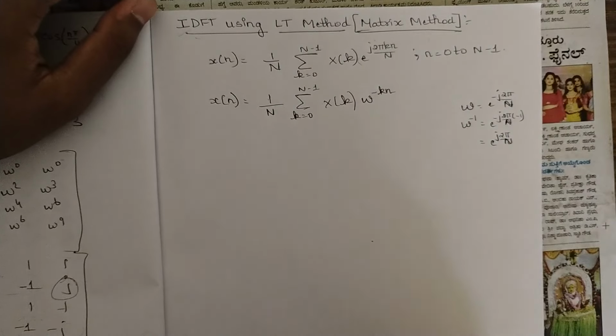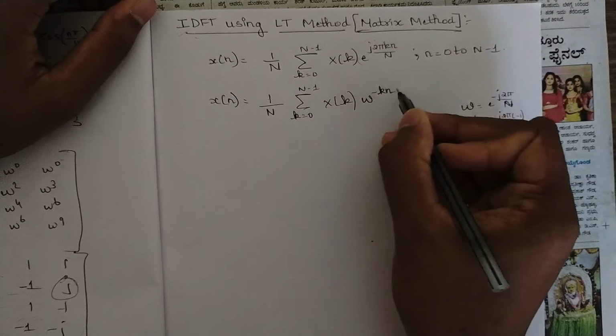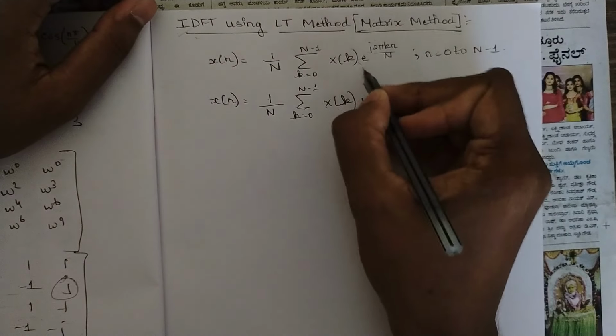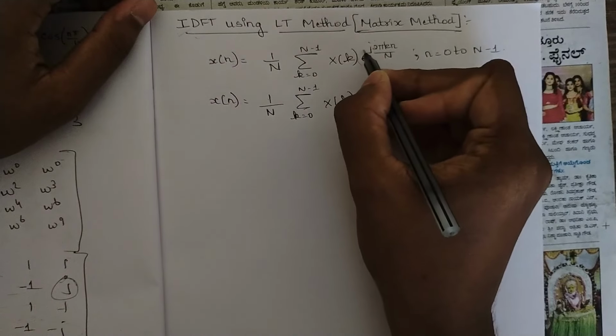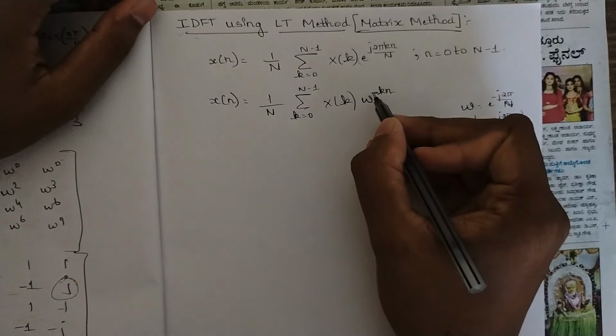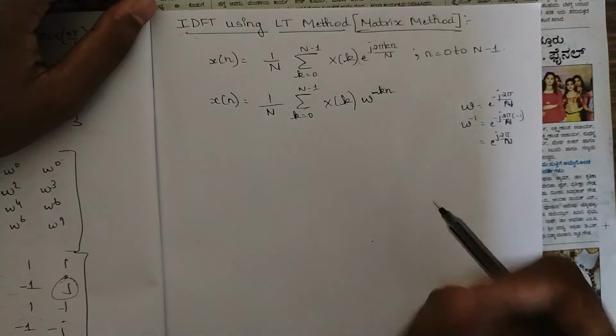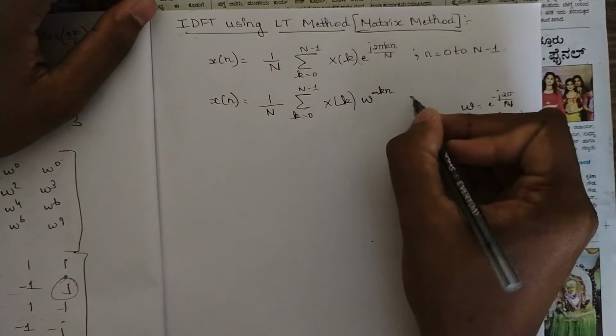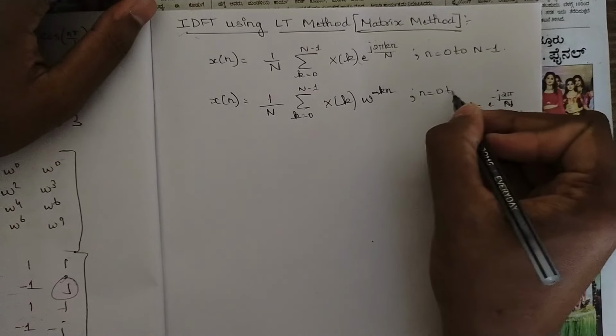In case of DFT, what was it? W to the power kn. So in this case, we should be putting a minus sign, because in the main formula here we don't have a minus sign. In order to eliminate this minus sign, we should be including one more minus sign, because you know that minus into minus is plus. So that's why this is one simple change here. Rest all the things would be remaining as they are.